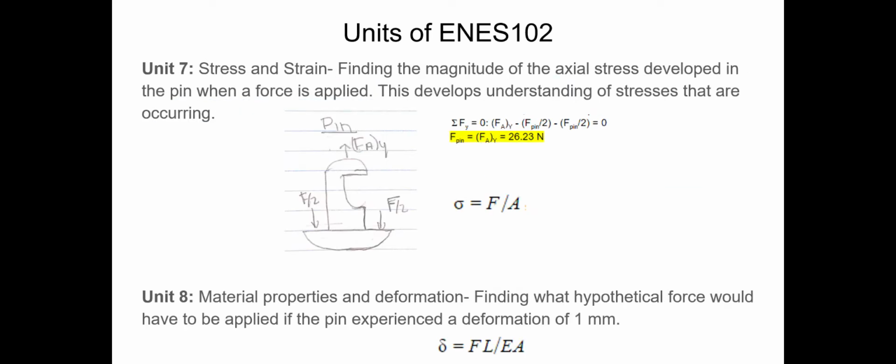Because of the lever arm, when a force is applied to nail clippers, there is axial tension developed in the pin itself. This is where I used what we learned in Unit 7 to find the magnitude of the axial stress developed. This can be helpful in gaining a sense of what kind of stresses are going on. In Unit 8, we learned about material properties and deformation, so I calculated what the hypothetical axial force would have to be if the pin experienced a deformation of 1 millimeter.